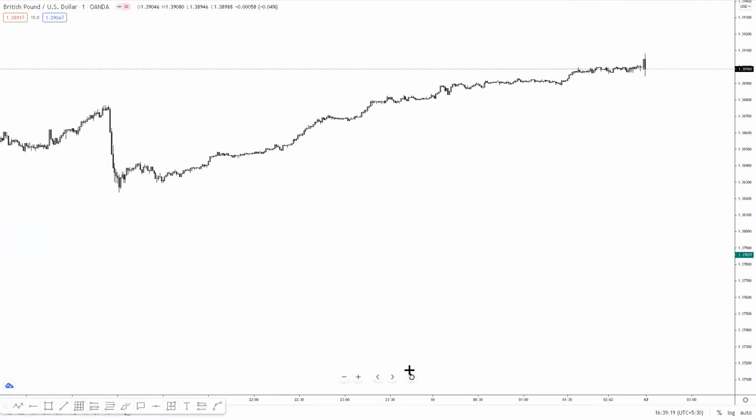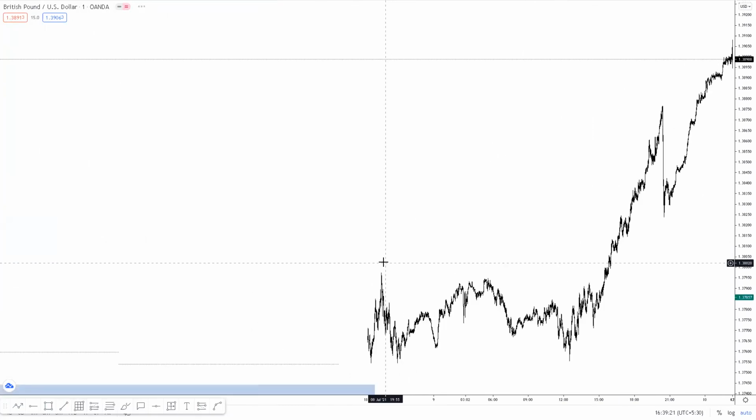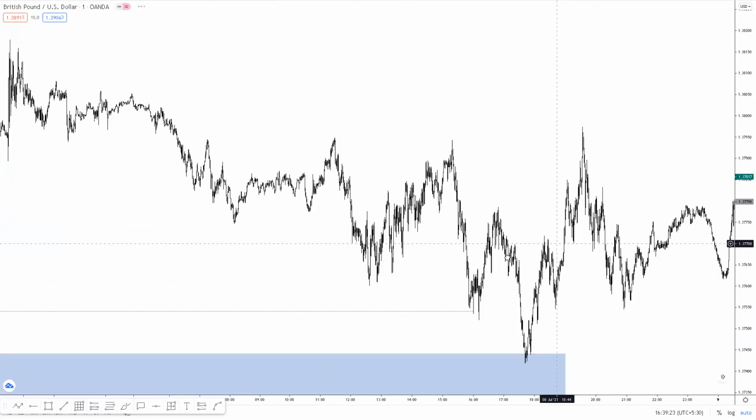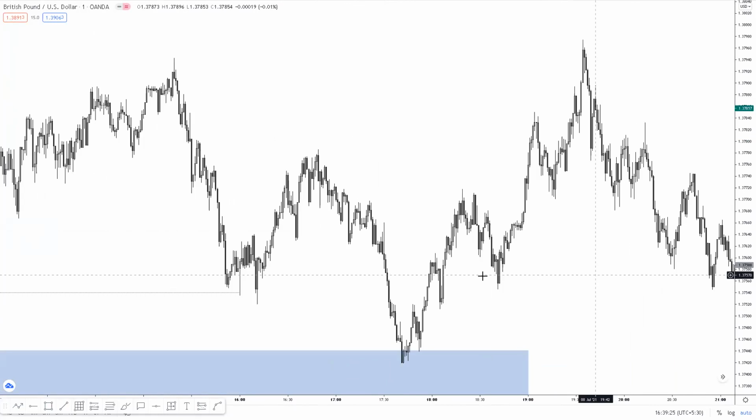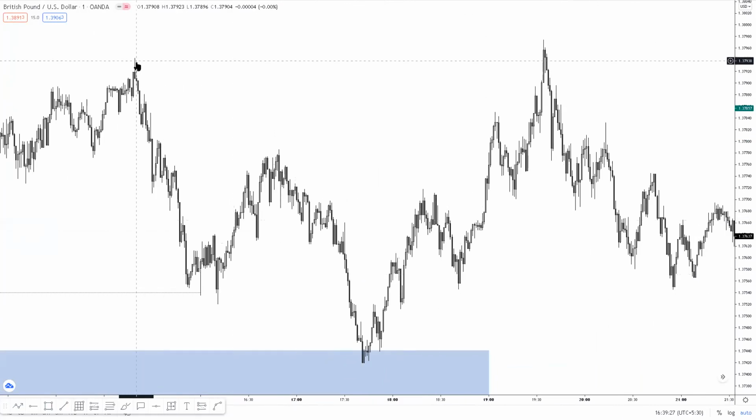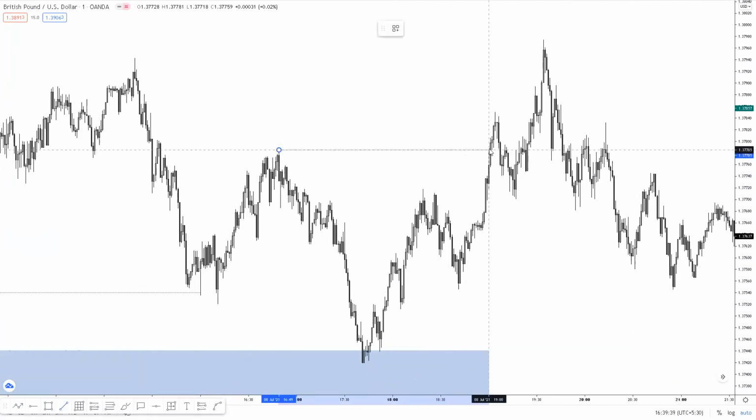Now the fun begins. So I saw this. Price was coming like this: lower highs, lower lows, lower highs, lower lows, breakout structure. See that? Broke structure right there. Okay, it broke structure right there.